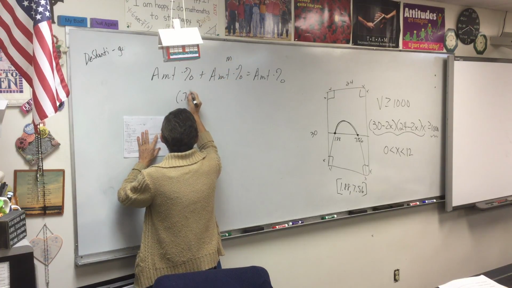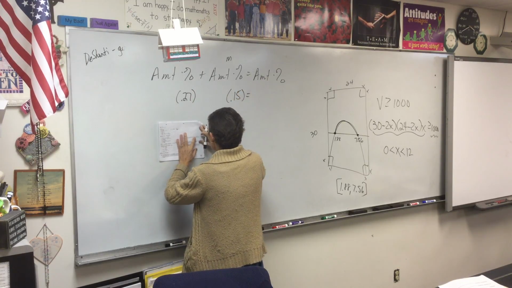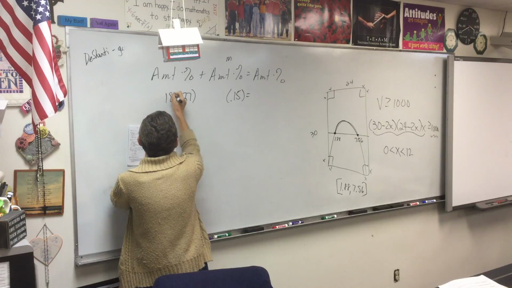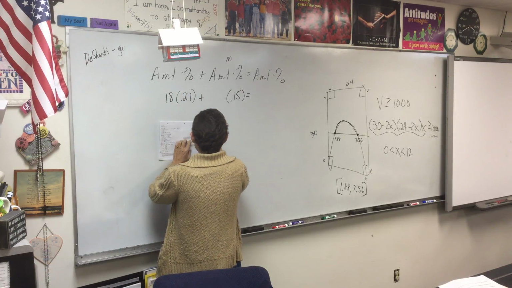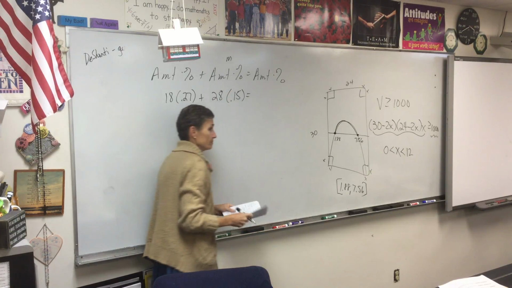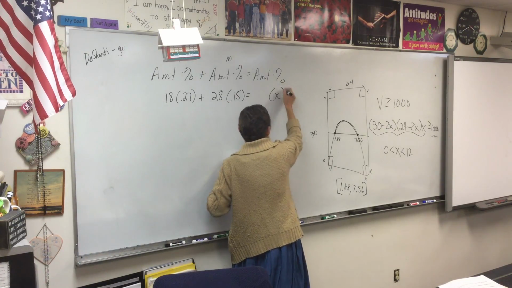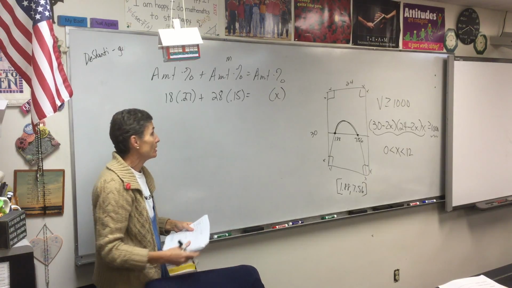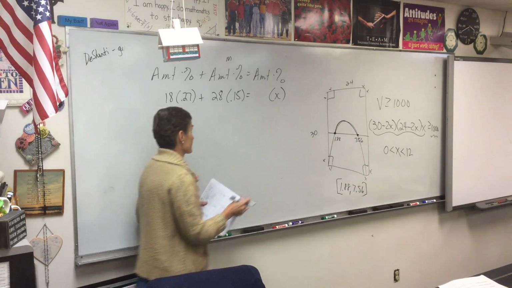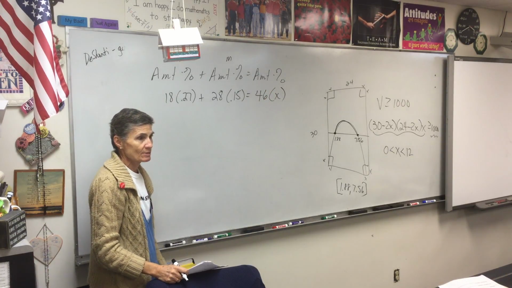So I got 27% here. And Max is 15% here. And, oh, this one's a little different, isn't it? Bob is dumping in 18. Max is dumping in 28. Okay. I want to know what is the percentage of the mixture. So now my X is what's the percentage? What's my amount of the mixture? 46. Kids, don't make it hard. You dumped in 18 and 28. So you're going to end up with 46 ounces of it, right?